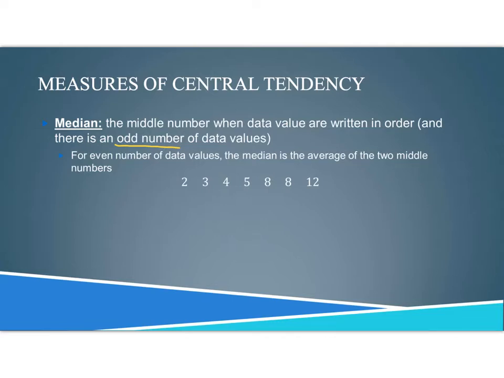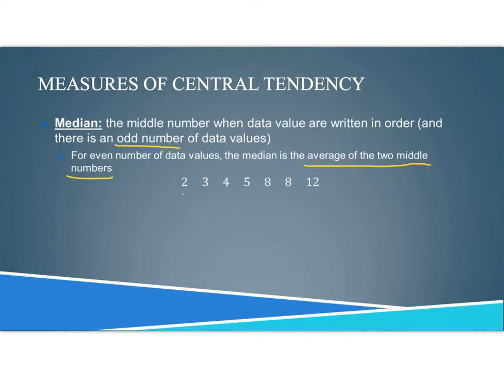For an even number of data values, the median is going to be the average, or the mean, of the two middle numbers. So I'll literally have to add those two together and divide by 2. But as you can see here, we have an odd number. We've got 1, 2, 3, 4, 5, 6, 7 data values. So what that tells me is that our median will be the middle number. With 7 values, I can have 3 on either side of the median.